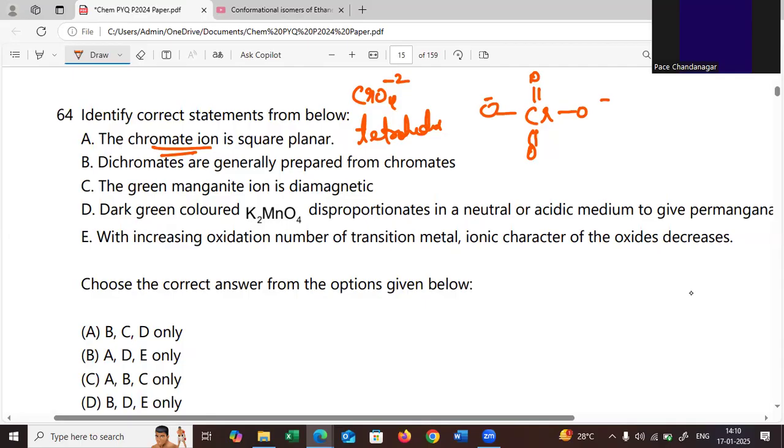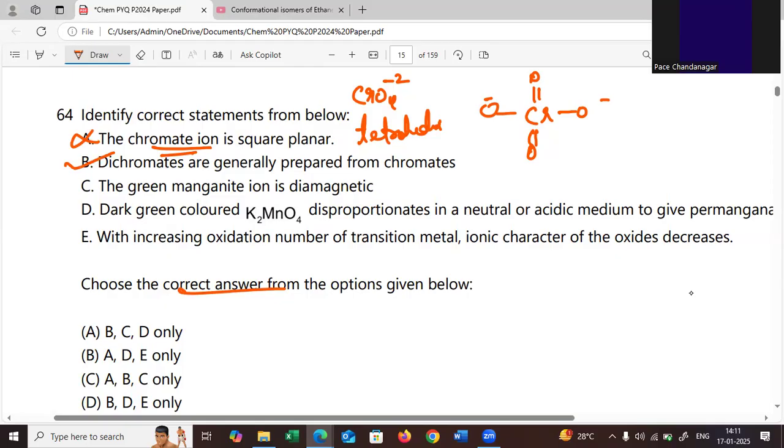Then you have dichromates are generally prepared from the chromates. Is that right? Choose the correct answers from the following. So option A is definitely wrong. Then let us go with the next one. Dichromates are generally prepared from chromates. Yes, it is right.